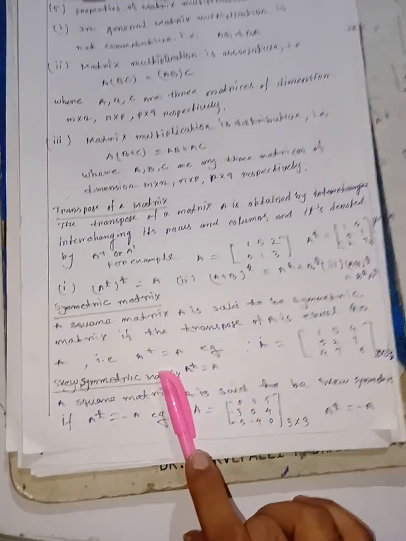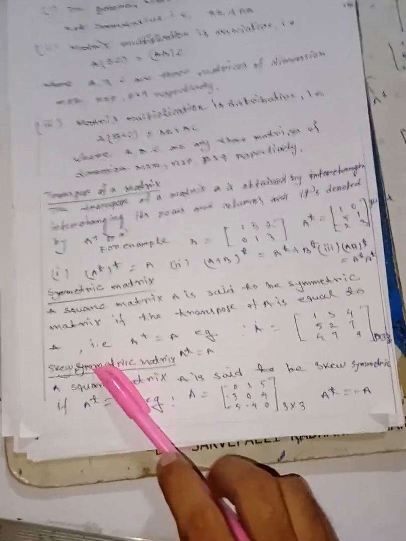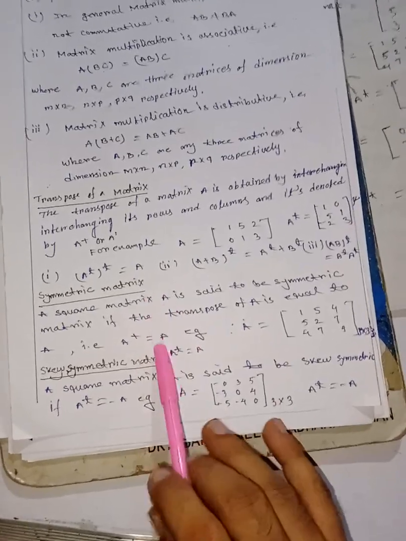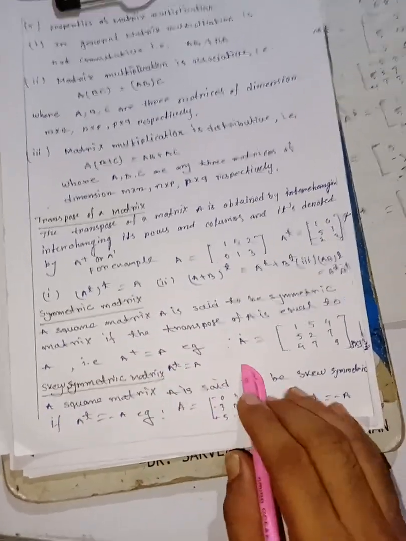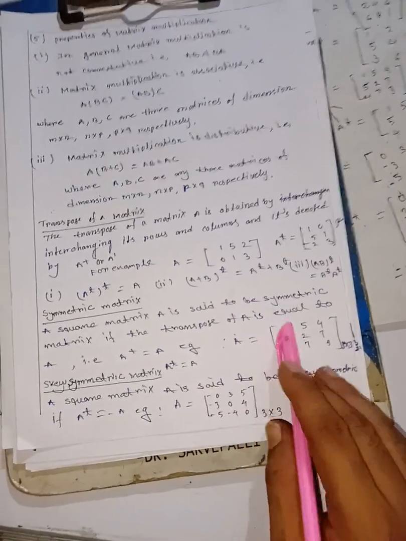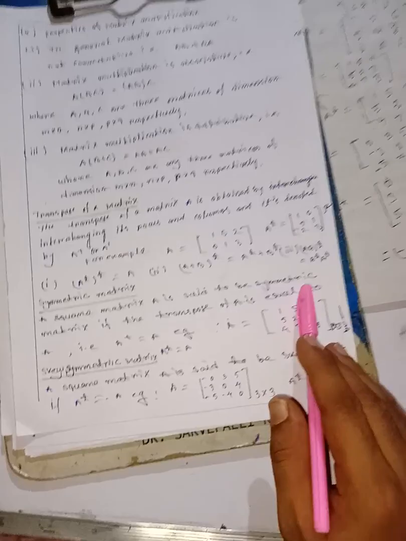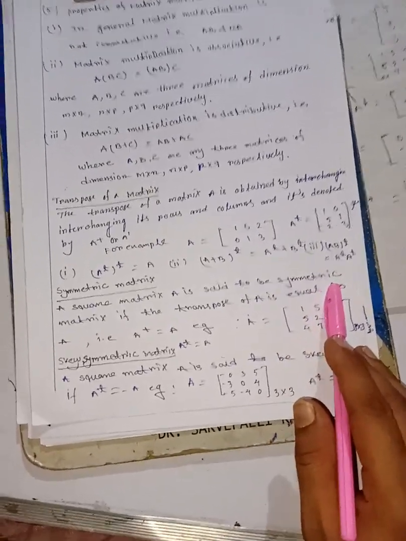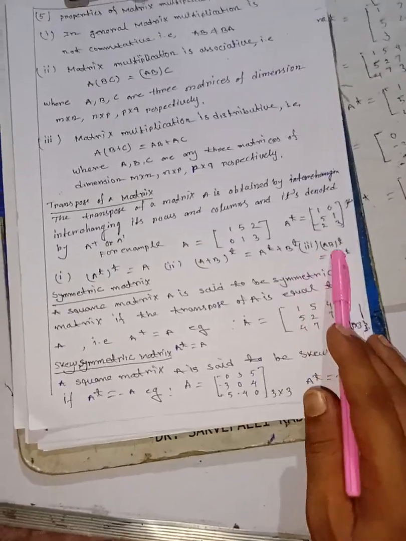Some rules of transpose of a matrix. Number 1. (A transpose) whole transpose is equal to A. Number 2. (A plus B) transpose equals A transpose plus B transpose. Number 3. (AB) transpose equals B transpose A transpose.